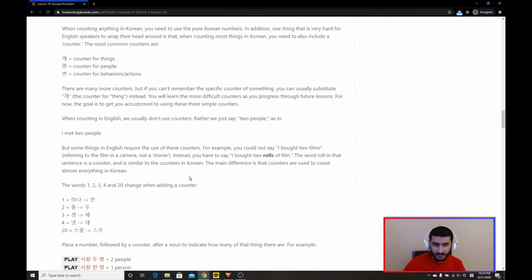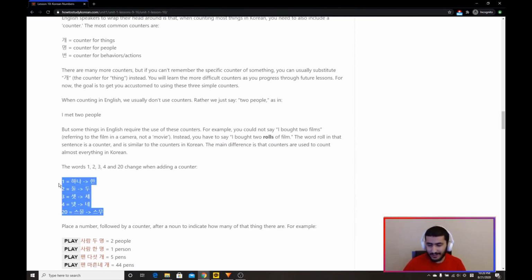So when using counters, this is also what I was trying to talk about. By sound change rules, I meant like sometimes they look a little bit different.